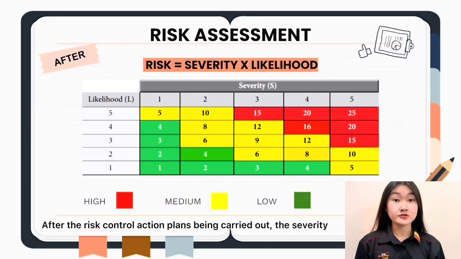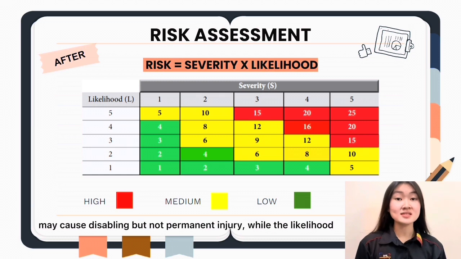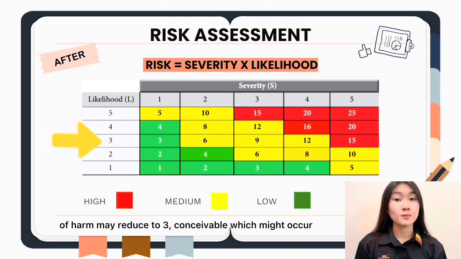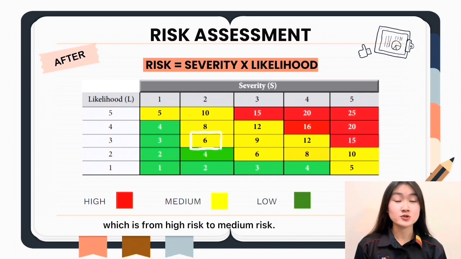After the risk control action plan is carried out, the severity rating can be reduced to 2, which is minor consequences, where it may cause disability but not permanent injury, while the likelihood of harm may reduce to 3, conceivable, which might occur at some times in future. Therefore, the risk score is reduced from 20 to 6, which is from high risk to medium risk.